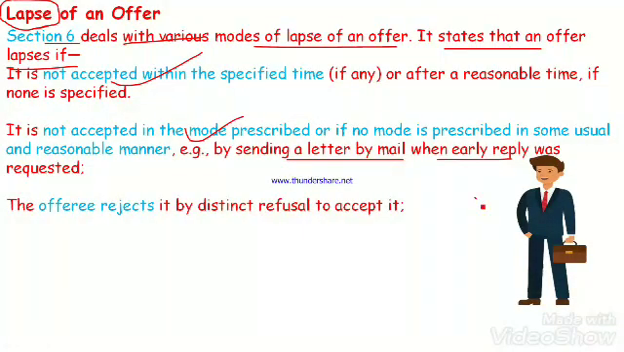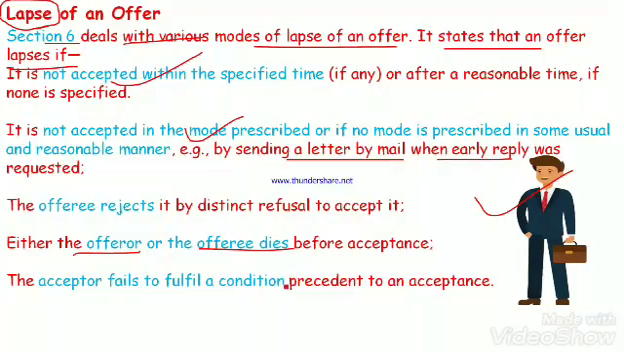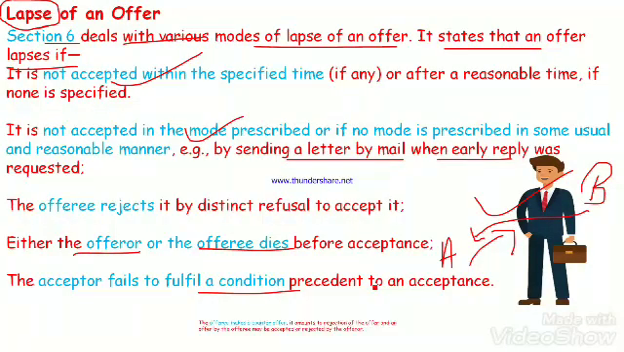The offeree rejects it by distinct refusal to accept it. Means the offeree has rejected the offer, so the lapse of an offer has happened. Okay, either the offerer or the offeree dies before the acceptance. Anyone who dies, then the offer will end. Okay, the acceptor fails to fulfill a condition precedent to an acceptance. For example, car sale was offered to B, and B cannot fulfill the condition of paying the down payment of 1 lakh to A for booking the car.